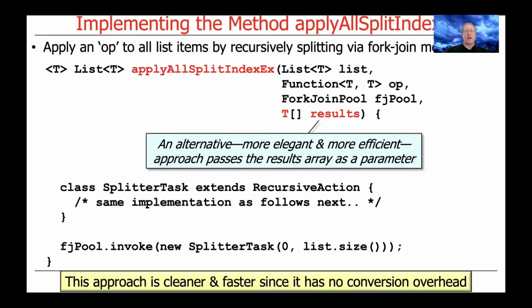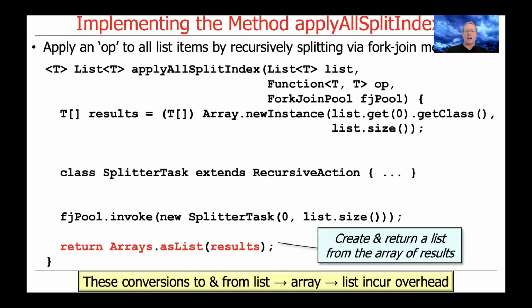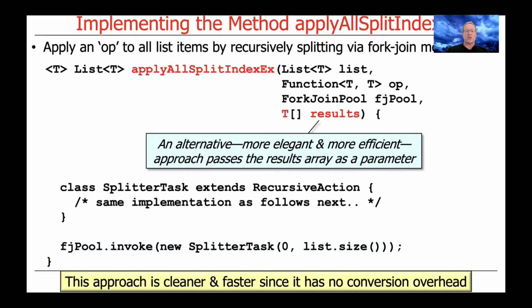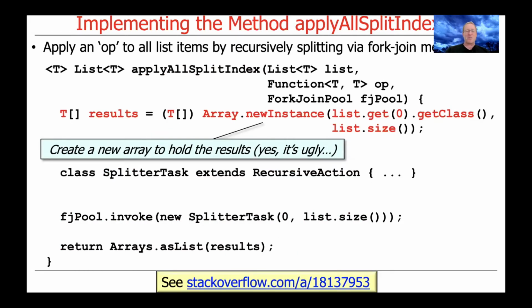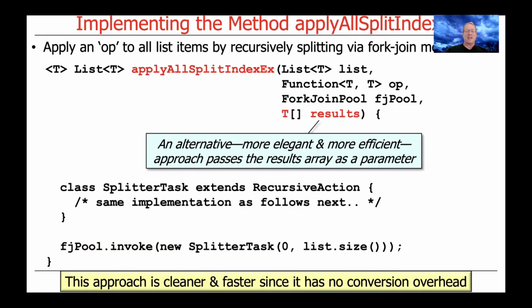So the alternative way of doing this, which you can see requires a slight change to the applyAllSplitIndex signature, is to pass in an array as a fourth parameter. This way of doing things is more elegant because we don't have to do this crazy reflection-based approach to make a new array. And it's also more efficient because we're not going to have to convert things back and forth between a list to an array back to a list again.